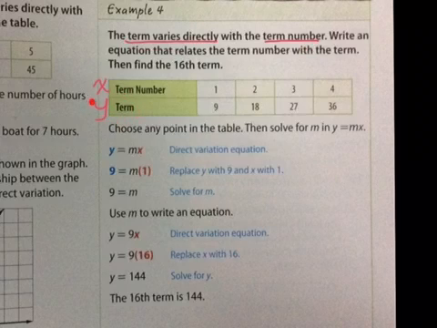So if this is our dependent and this is our independent. Write an equation that relates the term number with the term. Then find the 16th term. Okay, so we have here our x and our y. And you can see our y is whatever our x is multiplied into. See that? So if we have 1 and it equals 9 on this side, if you replace it, then m equals 9.